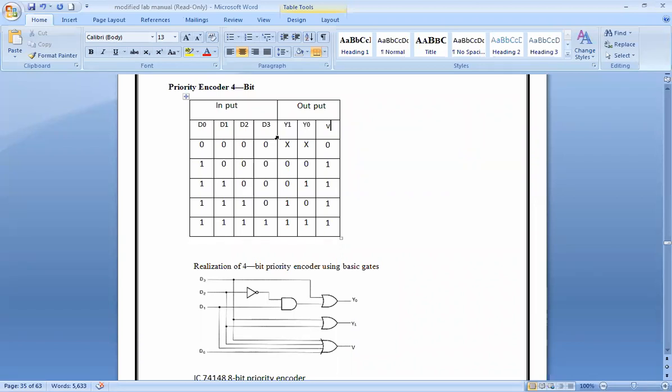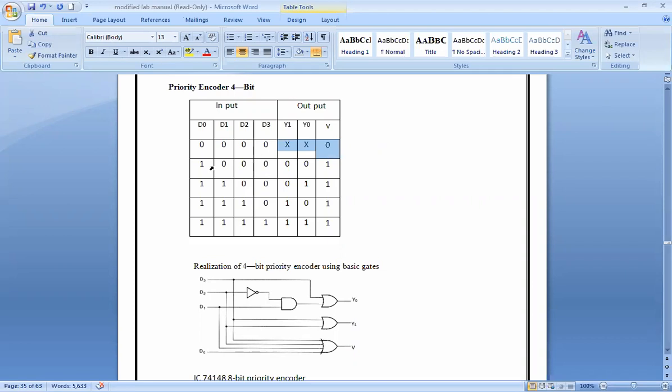Understood? So here in the first case, all are zeros, which means none of them are selected, isn't it? Yes or no? Yes, sir. So that means it doesn't matter if my Y1 turns on or off, either L, which means low, or H, which is high. So I have a don't care here, and the output is actually invalid. That's why I have a 0, because none of the inputs are high.